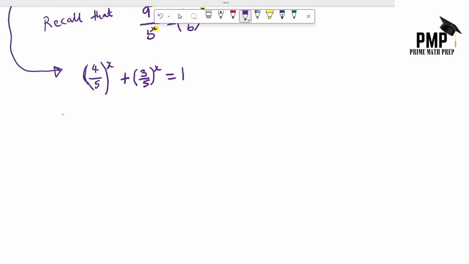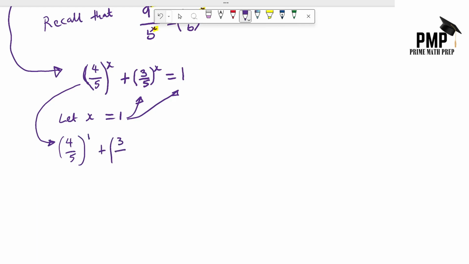First, let x be equal to 1. Let us see if we plug 1 into this equation, whether we can get 1. Substituting x to be 1, it will now be 4 over 5 raised to power 1 plus 3 over 5 raised to power 1. Will this give us 1? Question mark. Let's find out.